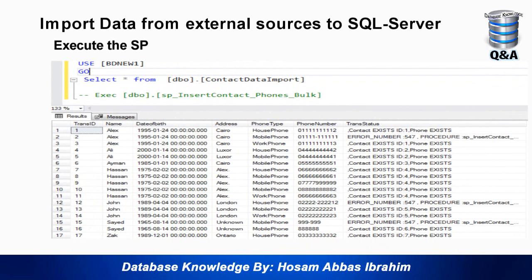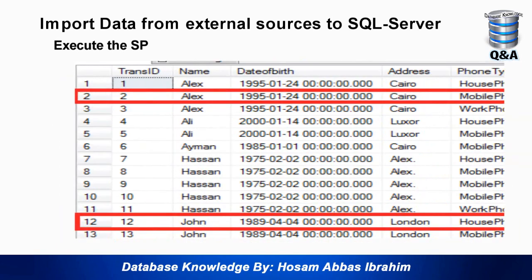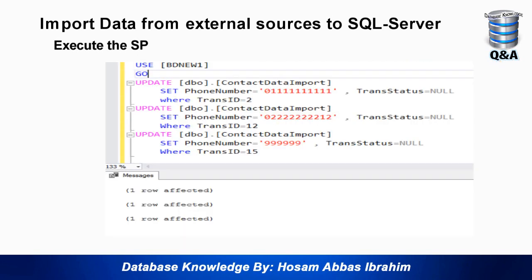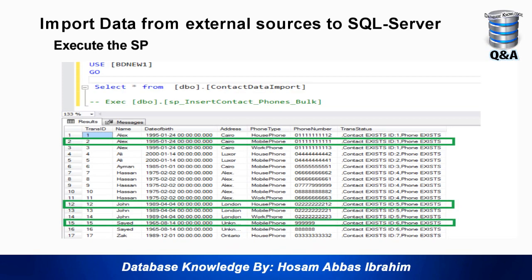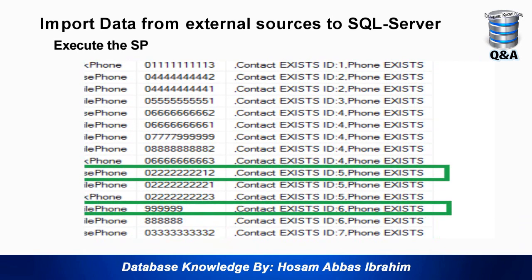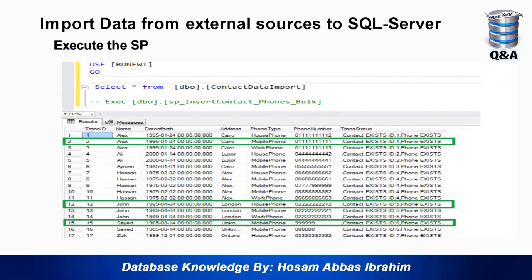Now let us try to play with this data. First we will change the phone numbers where the errors were indicated. We have 3 here: transaction 2, transaction 12 and transaction 15. We change the numbers and make them valid to pass the constraint. Then again we run the stored procedure and check the data again, to see what happened. As you can see, the transaction status for these 3 records, number 2, number 12, number 15, changed to contact exist because they are already there.